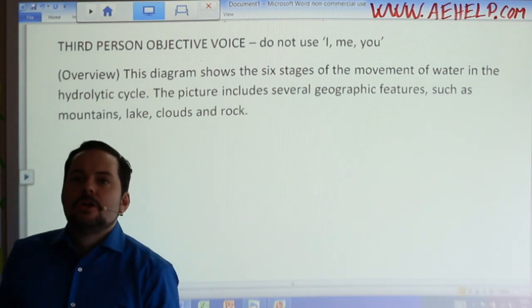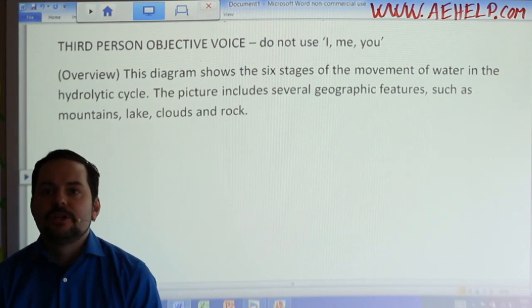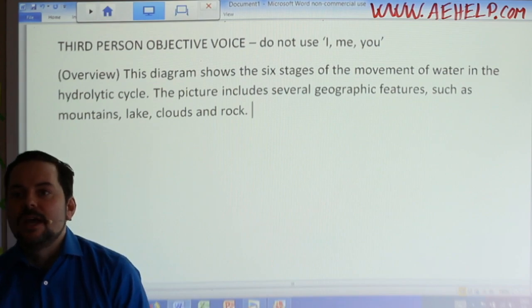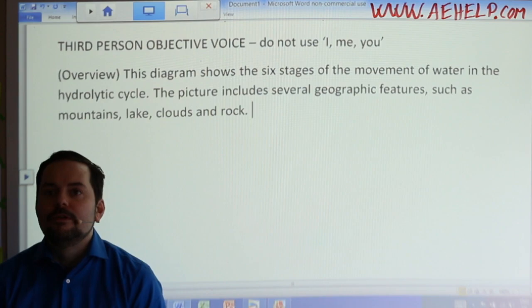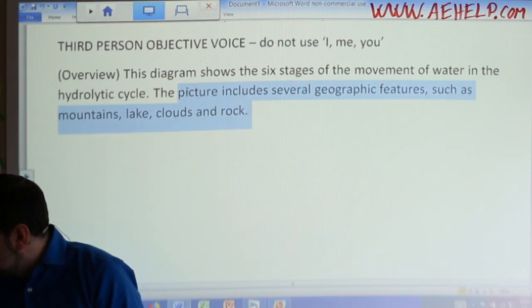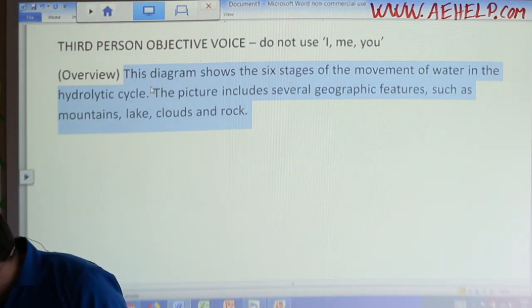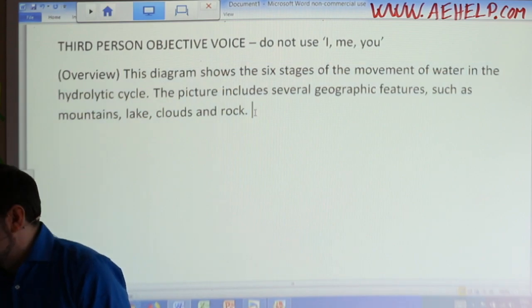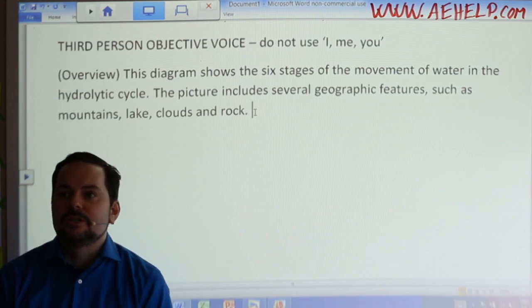Okay. So the diagram shows the 6 stages of the movement of water in the hydrolytic cycle. The picture includes several geographic features such as mountains, lake, clouds, and rock. Okay, so that's a nice overview, and that's plenty. Just so you're clear, this overview is 28 words. Okay, and that's about right. So it's about 28 to 30 words.